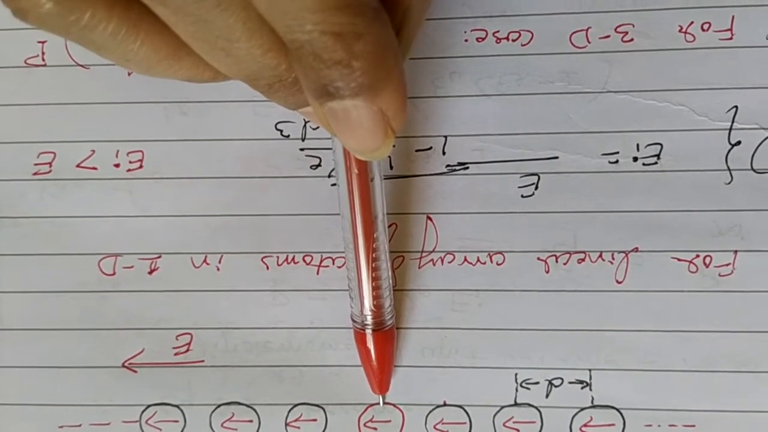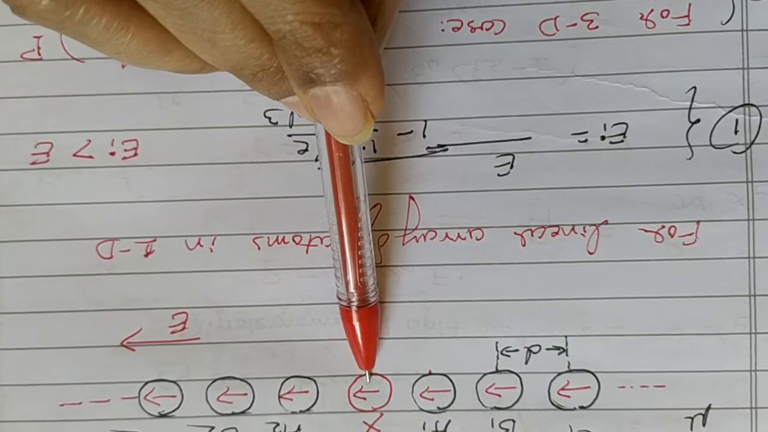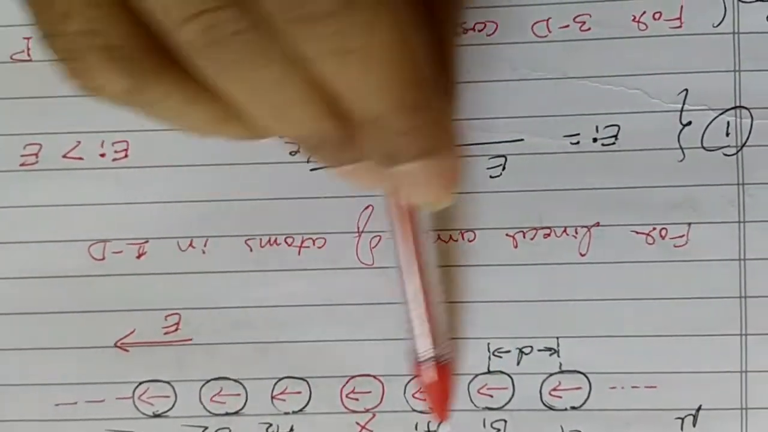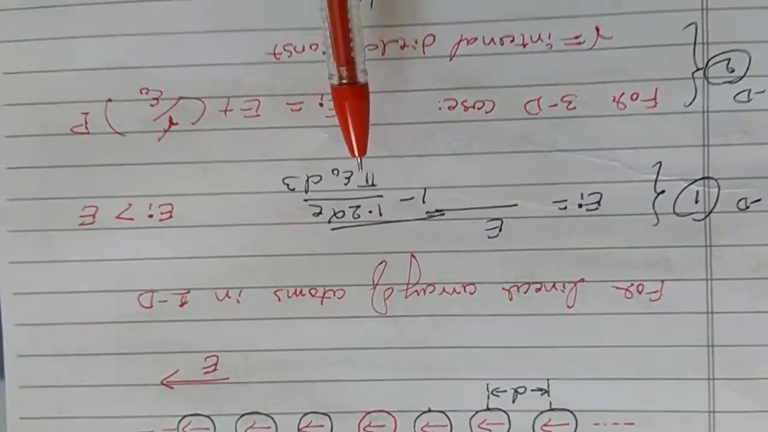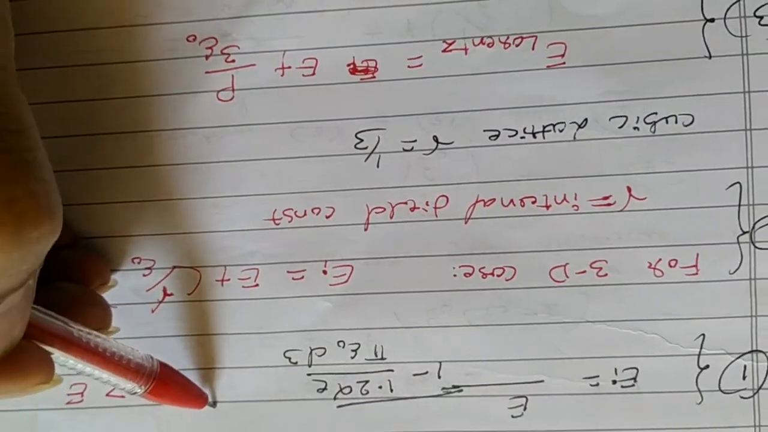Internal field is a local electric field acting at the site of the given atom, and it is the resultant of the applied electric field plus the electric field due to surrounding dipoles. I think you have understood the internal field in a one-dimensional array of atoms. This formula is important, they will ask.